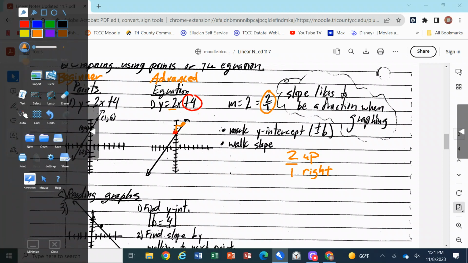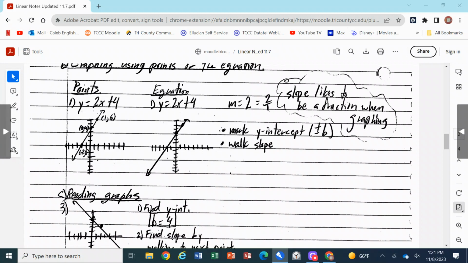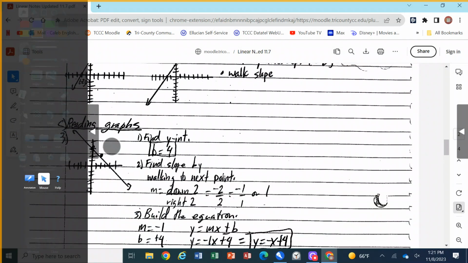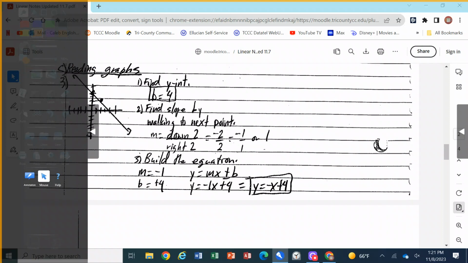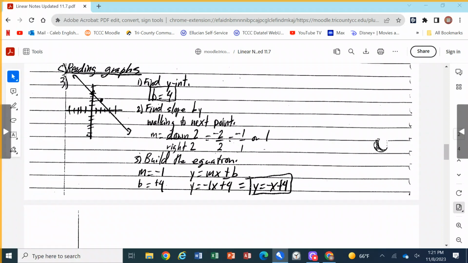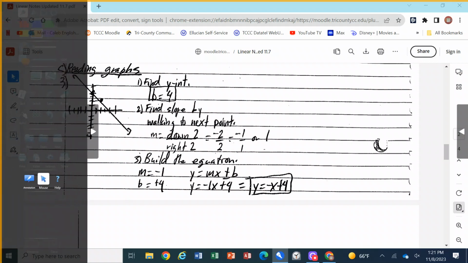Let's flip this on its head. Let's say instead of making a graph, you're just going to have to read one. So you've got a pre-made graph, and they say, I want the equation off of that graph. You know exactly what you have to do. The same steps still apply.